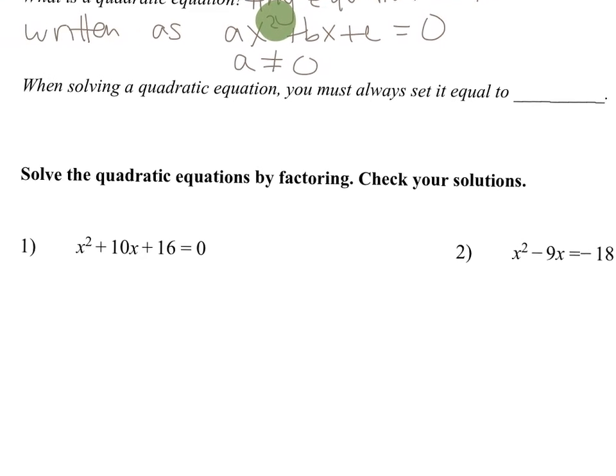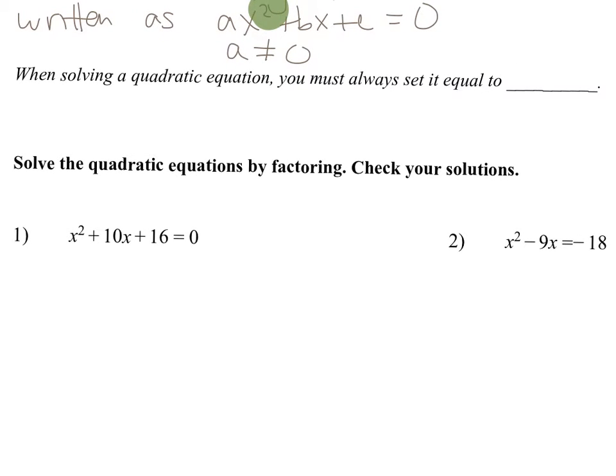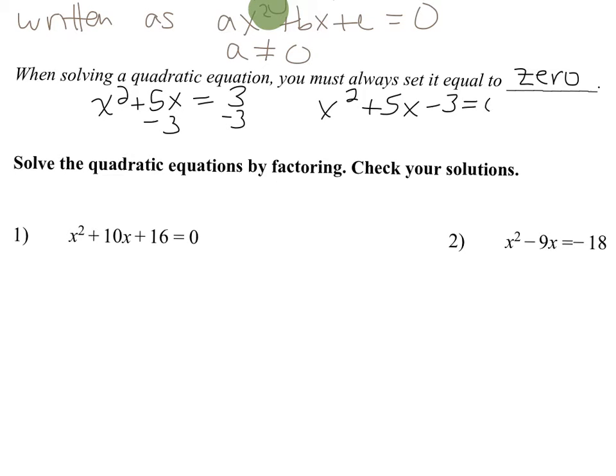So for almost every quadratic equation, the good idea is when you're solving a quadratic equation, you want to always make sure you set it equal to 0. So if I have something like this, what I'd first want to do is move the 3 by subtracting it and make it x squared plus 5x minus 3 equals 0. So we want to have everything on one side to solve a quadratic, and that's for any of our techniques. That's what we're going to do.